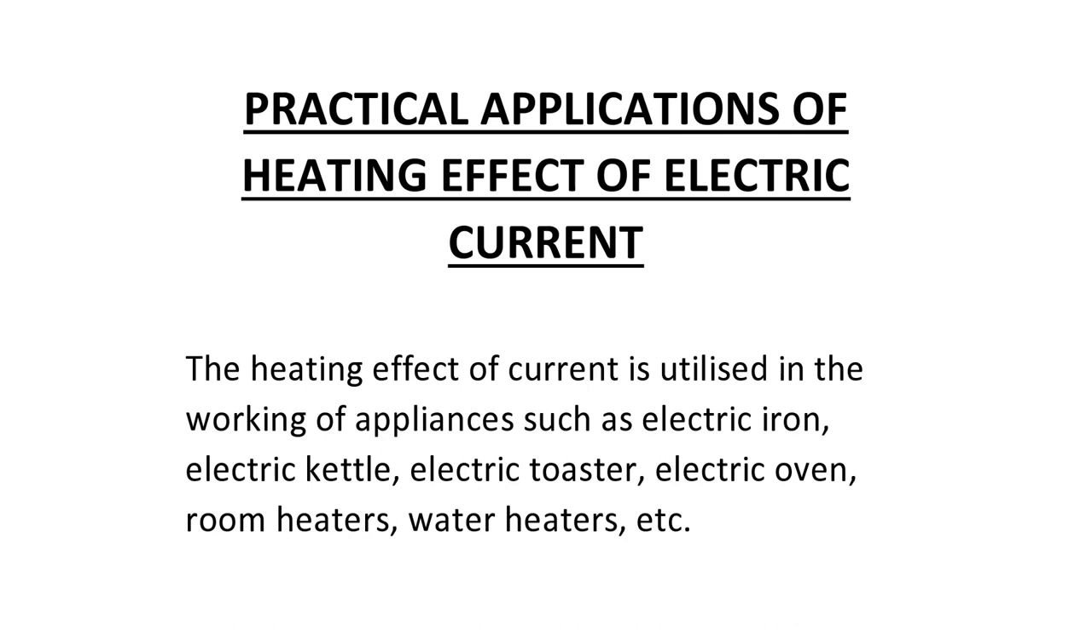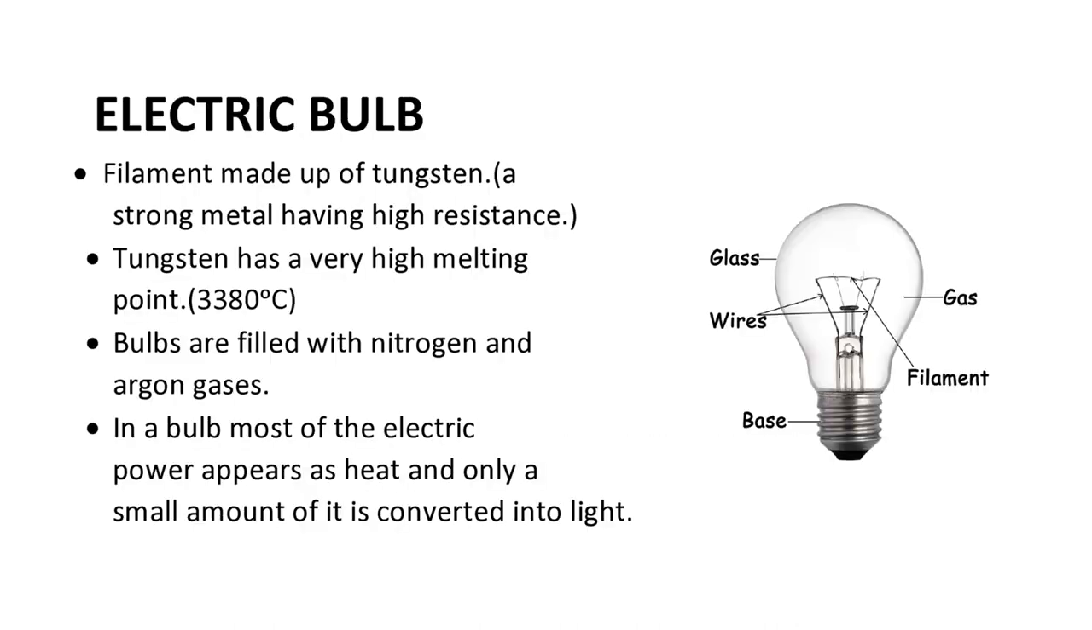This heat is generally undesirable, but in certain devices like electric heater, electric oven, geysers, electric iron, etc., heat is a desired form of energy. That is, most of the electrical energy needs to be converted into heat energy. Such devices generally use metals or alloys that offer high resistance, for example, like nichrome. One of the devices that works on the heating effect of current is the electric bulb.